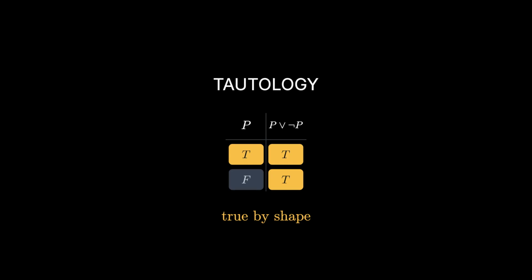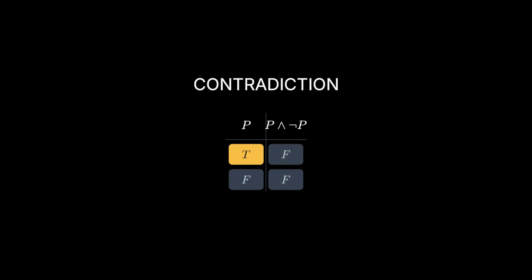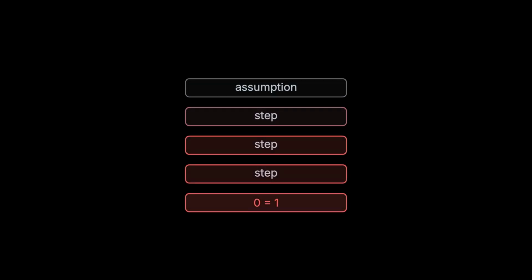Flip the joiner and you get the opposite. It is raining and it is not. Dark. Dark. A contradiction. That word does a second job though, and it is the more useful one. If a chain of reasoning ever lands you on 0 equals 1, you have not discovered something amazing about 0. You have discovered that something you assumed was wrong.